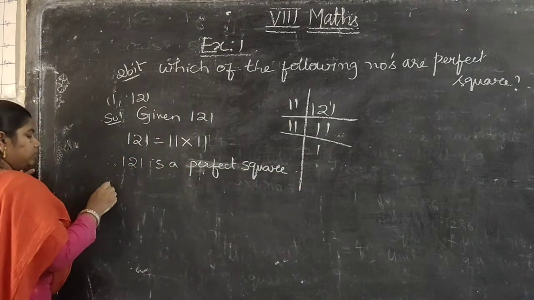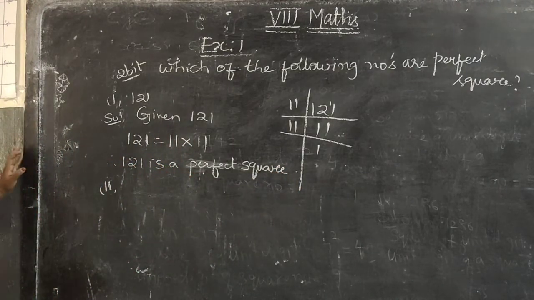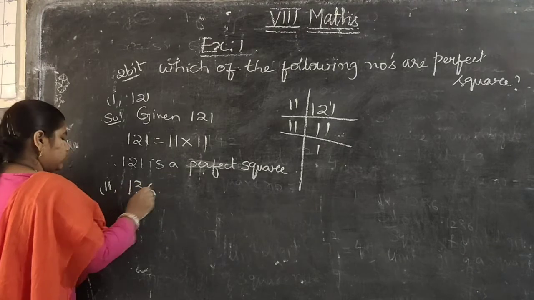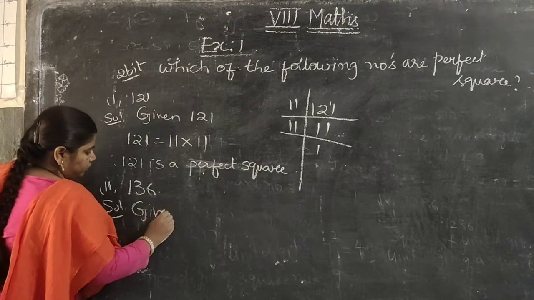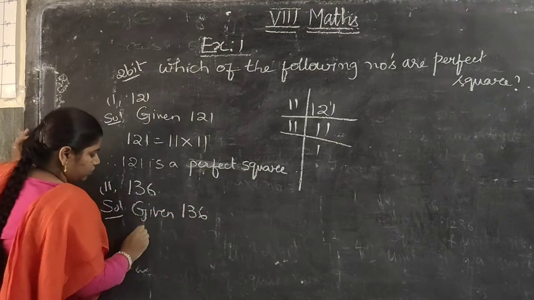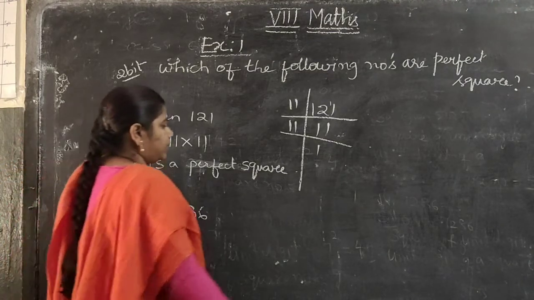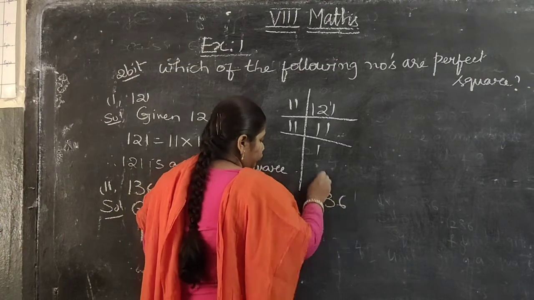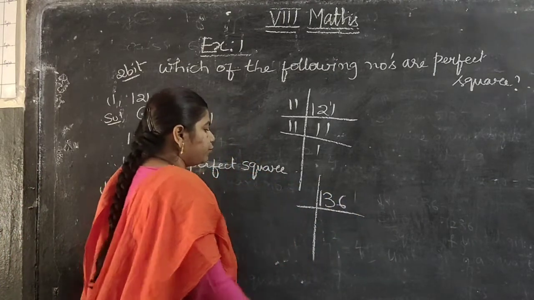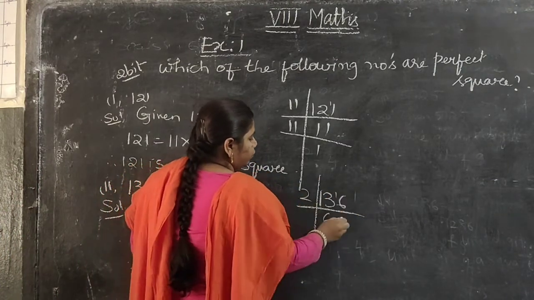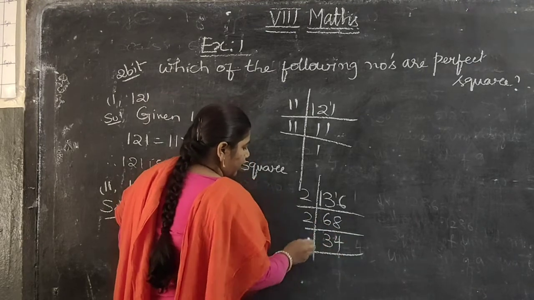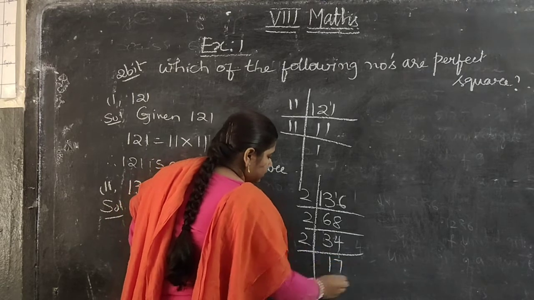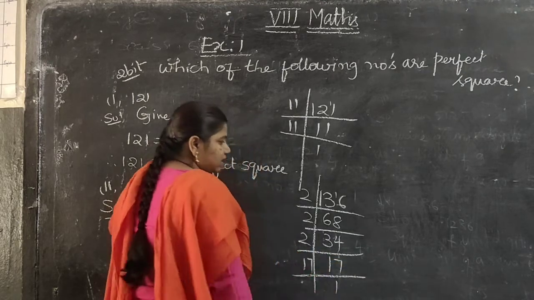So second one, 136. Find the prime factorization of 136 first. So 136 can be written in the form of, do prime factorization. First I am using the 2 table. 2 6s are 12, 2 8s are 16, 2 34s are 68, 2 17s are 34, 17 ones are 17.